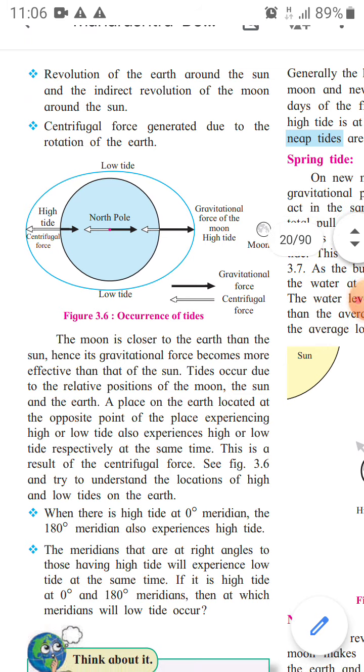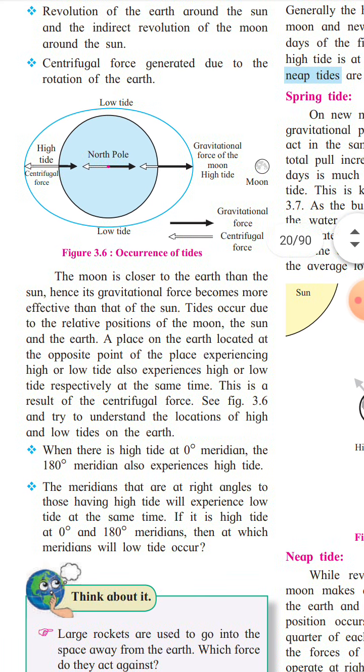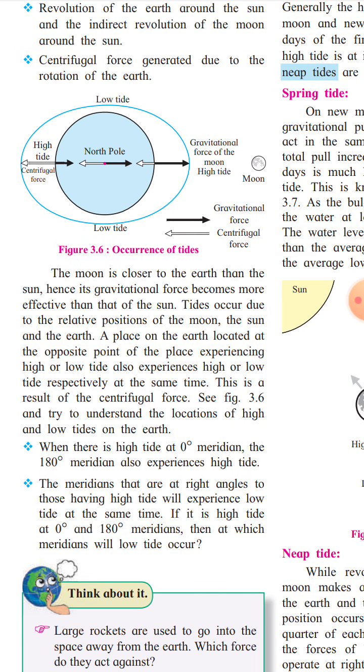See, when there is a high tide at the 0 degree meridian, the 180 degree meridian also experiences high tide. Okay, and the meridians that are at right angles to those having high tide will experience low tide at the same time. If it is high tide at the 0 degree and 180 degree meridians, then at which meridians will it be low tide? Yes, it is low tide at 90 degree and 270 degree.